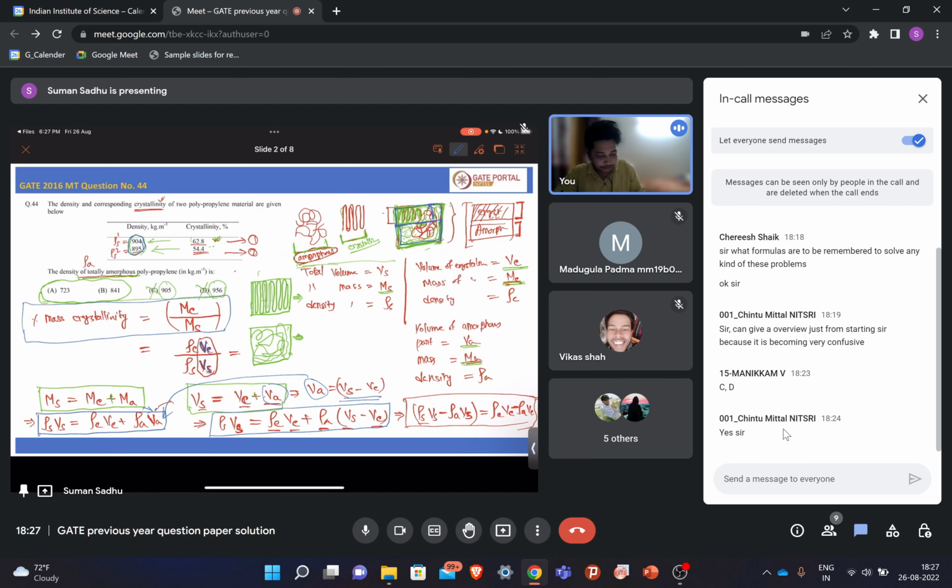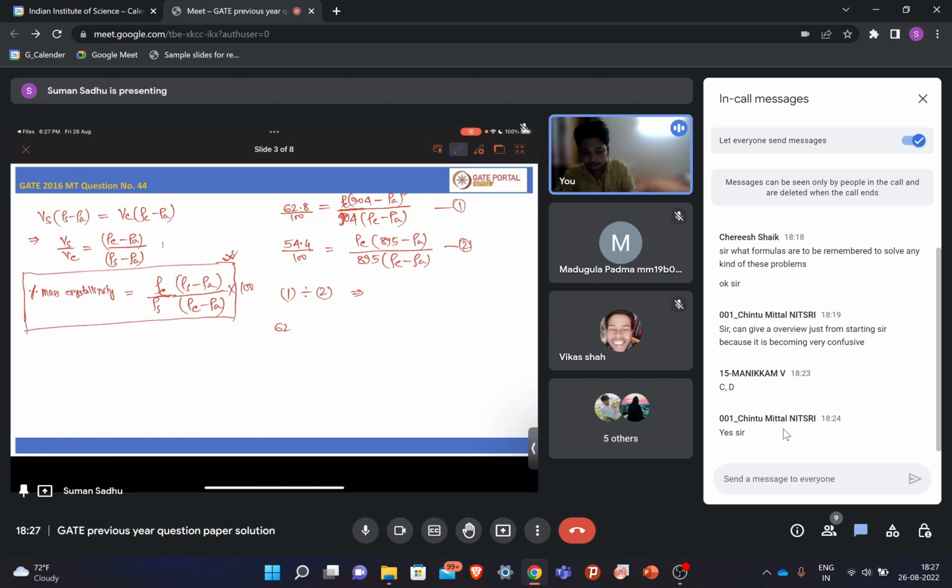So that's why we have to find out the ratio of Vs by Vc, or you can write that Vc by Vs will be just the opposite of this ratio. So if we write Vc by Vs, it will be (rho s minus rho a) by (rho c minus rho a). Now if you simply put this value here, rho c by rho s was there, and then Vc by Vs is this one, (rho s minus rho a) into (rho c minus rho a). So this is the formula.